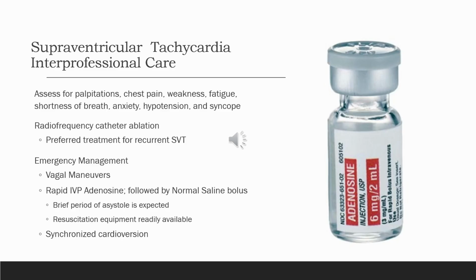So if adenosine fails, then synchronized cardioversion is our next step, especially if the patient isn't stable. Synchronized cardioversion delivers a controlled electrical shock to reset the heart's rhythm. For unstable SVT, meaning the patient has severe hypotension, altered mental status, or signs of shock, we're going to skip vagal maneuvers and adenosine, and proceed directly to synchronized cardioversion to restore that normal sinus rhythm.